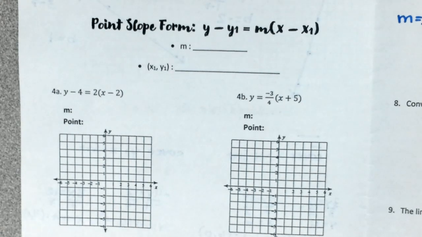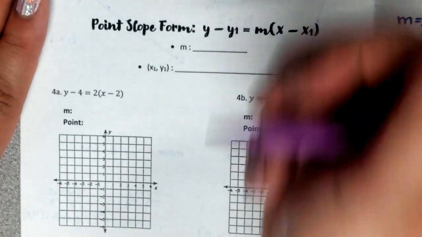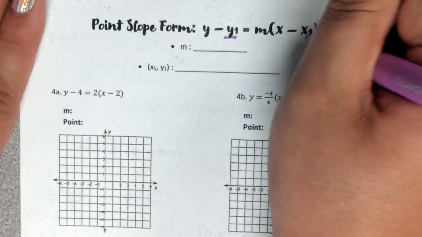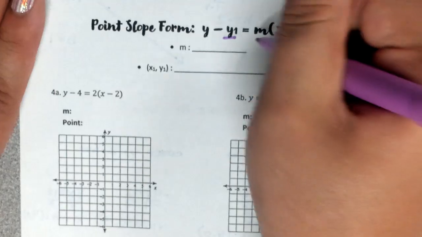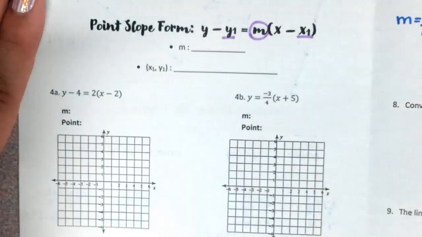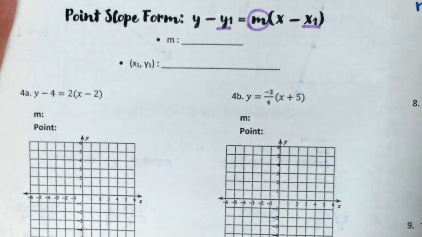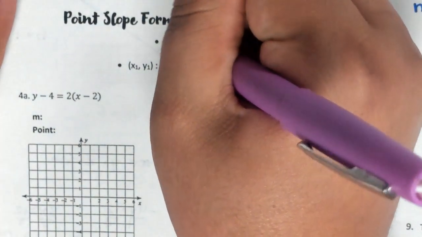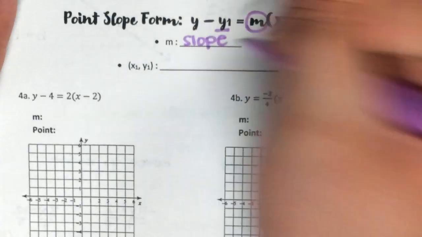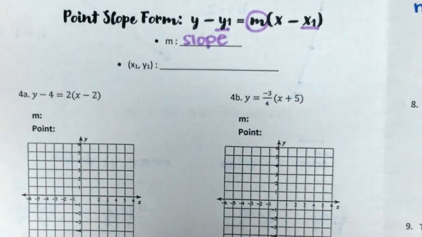Now, for this formula right here, your x and y are going to stay in the equation. You are going to replace the y1 and the x1, and you are going to replace the m. Those three numbers will change. So what does m stand for again? Slope. What does x1 and y1 stand for? It is your coordinate, it is your point, it is the given point.